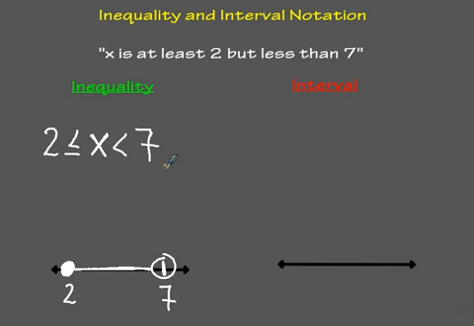Interval notation, it's a little bit easier, I think. You're going to use a bracket for the 2 to show that we want to include the 2. And we're going to use a parenthesis for the 7 to show that we want everything up to 7 but not including it. And when you graph these, you actually just transfer this straight down into the graph. And we're done.